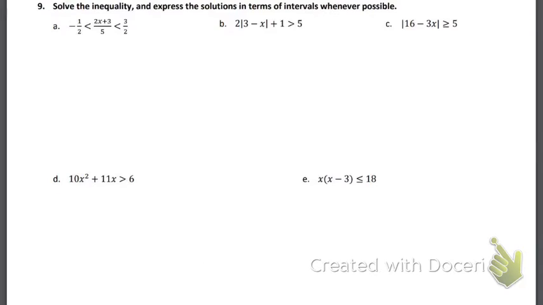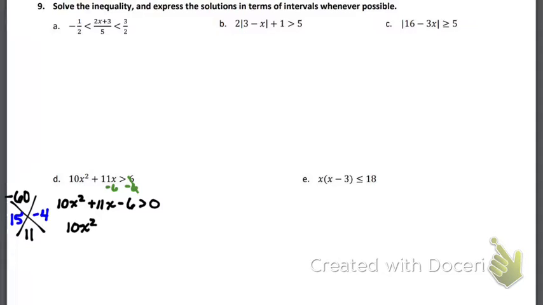9D. Yes. I'm going to get a 0 over here on the right. 10x squared plus 11x minus 6 is greater than 0. Factoring this guy, I need 2 numbers that multiply to -60, and add to 11. So that's going to be 15 and -4.